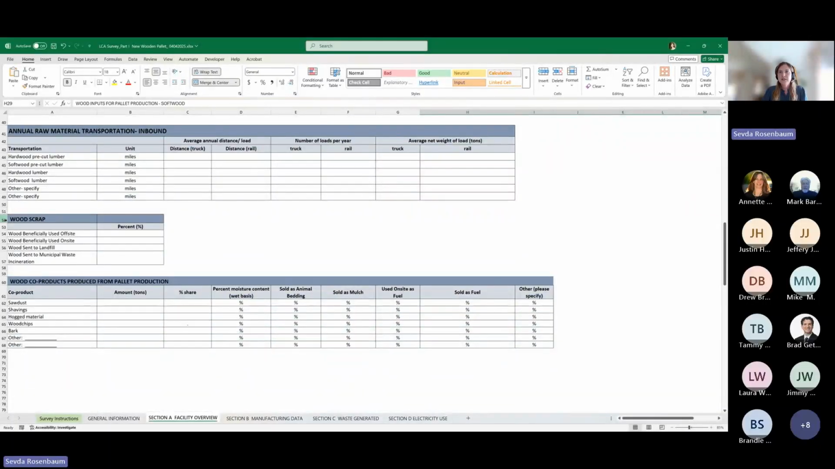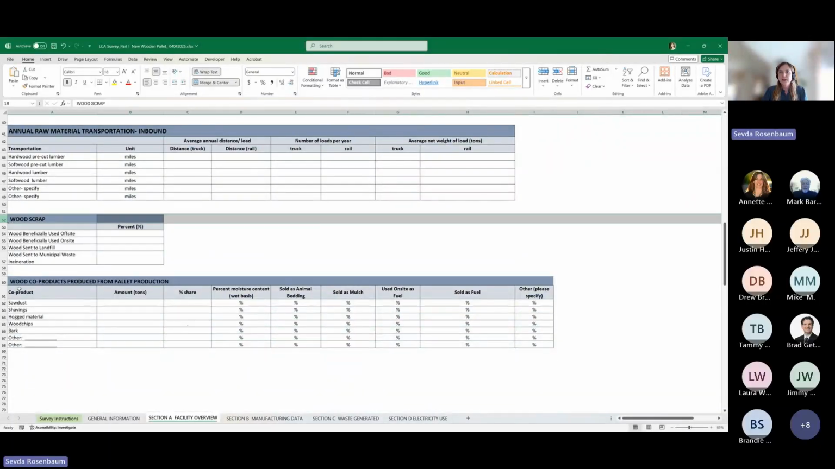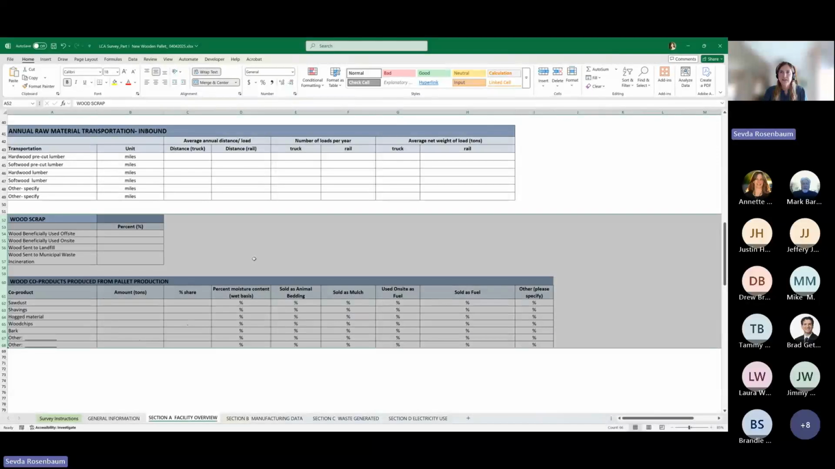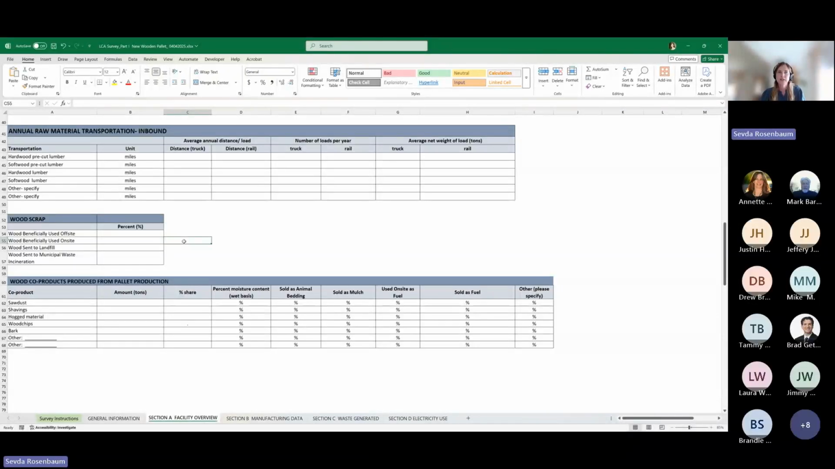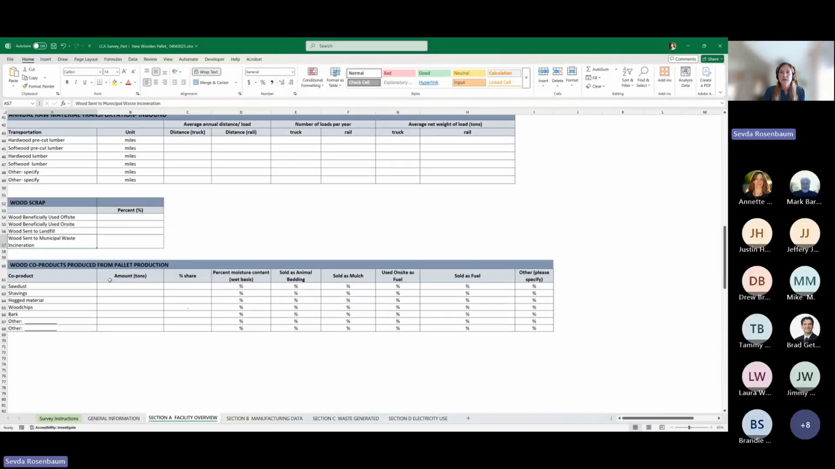This section is on the wood scrap and wood co-products generated at the system. The first table is to have a sense of how much of the wood used on site, maybe as fuel or sold or used off-site, recycled. And we have the landfill and incineration options here. And the table below it is for co-products.